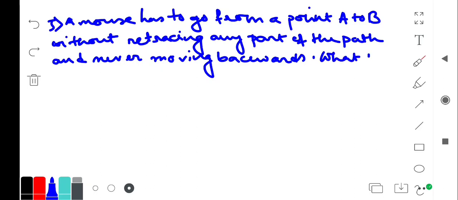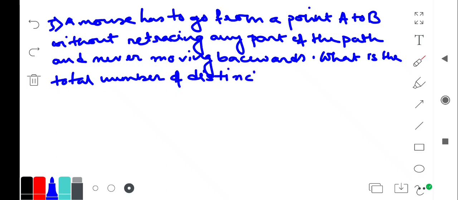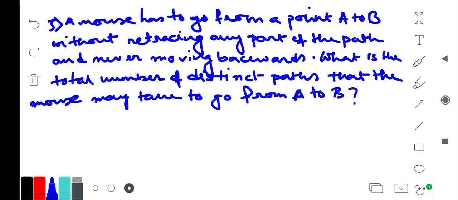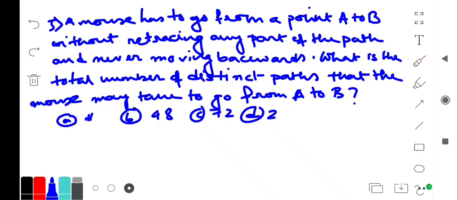And what is the total number of distinct paths that the mouse may take to go from A to B? Option A is 11, option B is 48, C is 72, D is 24.